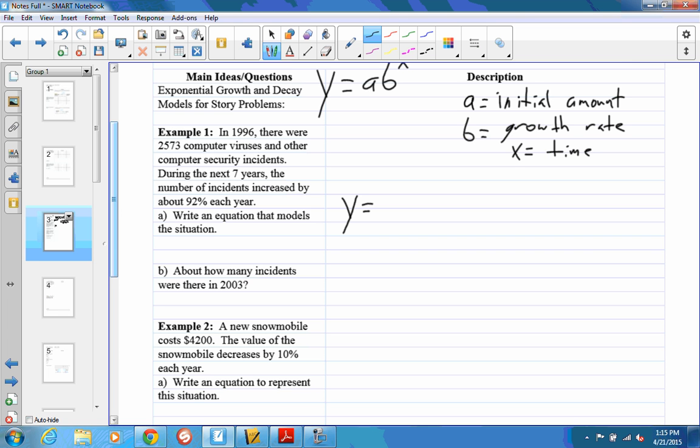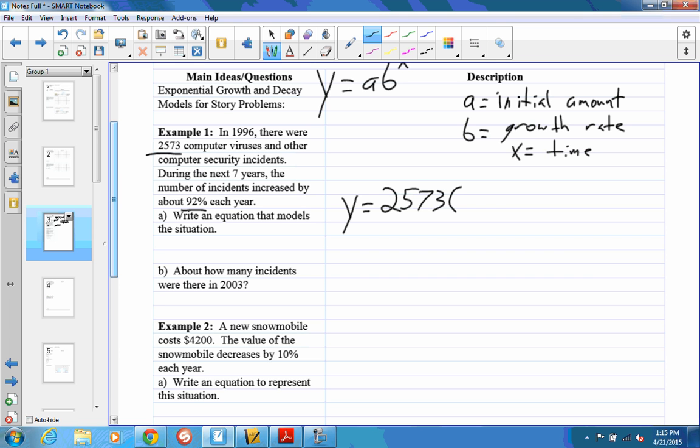So what is a here? 2,572 computer viruses. That's my initial amount. So I have that many to start with. And then it's telling me that they increase by 92% each year. So is this growth or decay? Growth. So my answer needs to be bigger than 1. So I can't just put 0.92. What do I actually need to put there for my b?